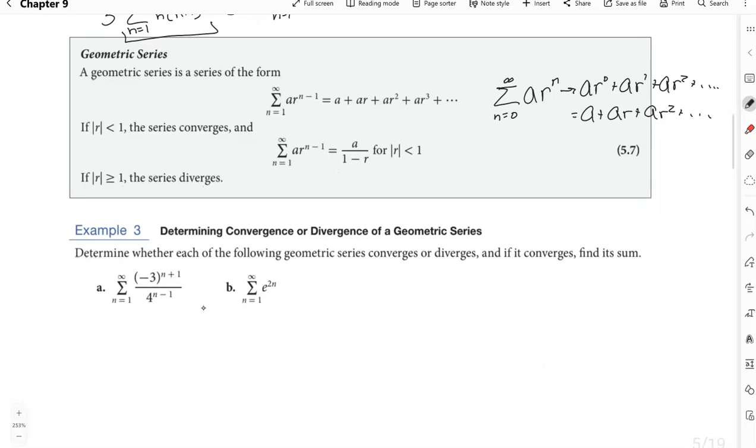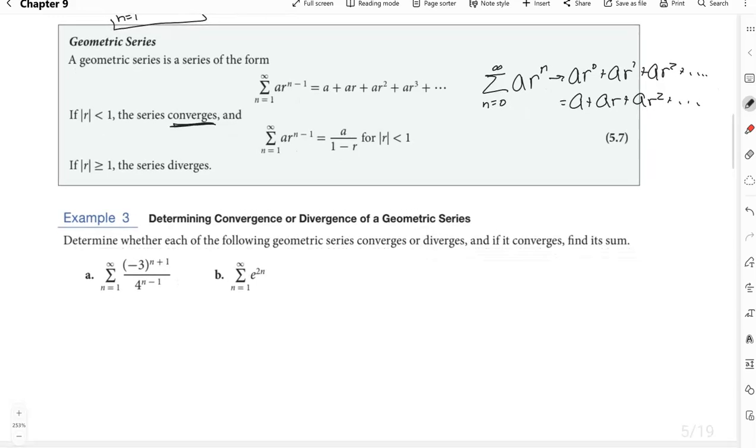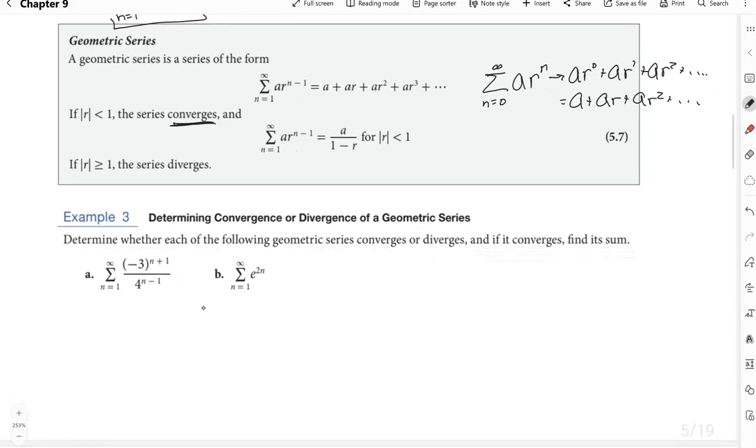If that r, I'll call that the ratio, is something that's between negative 1 and 1, so we could say that the absolute value of that r value is less than 1, then it's going to converge always. But if the absolute value of r is larger than 1, then it's going to diverge.